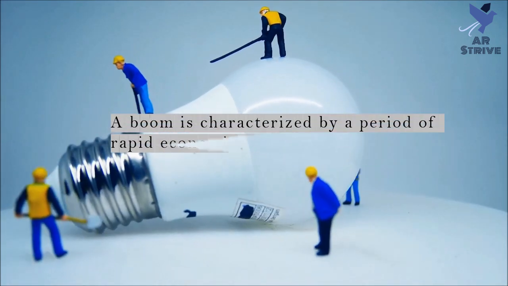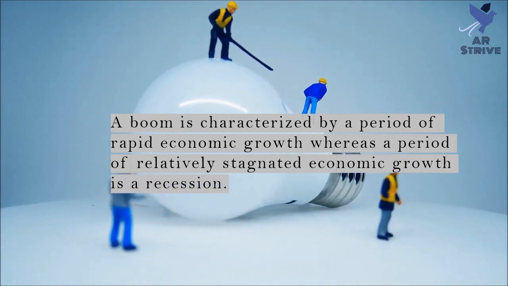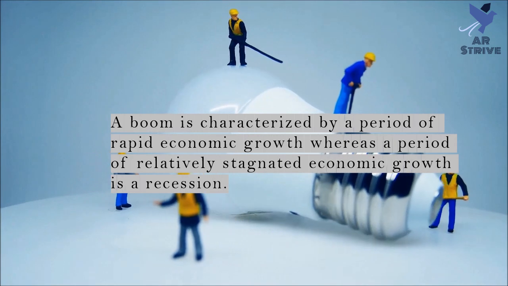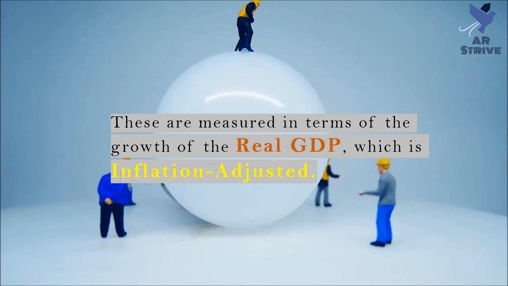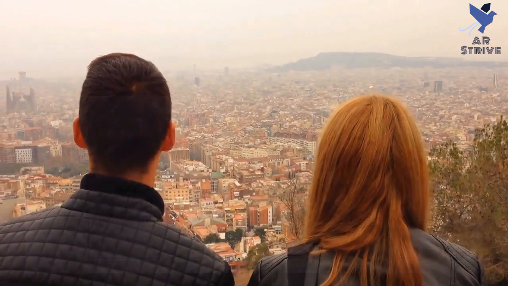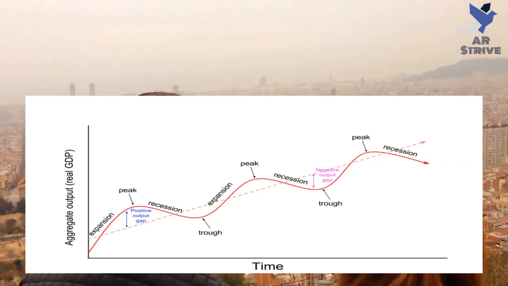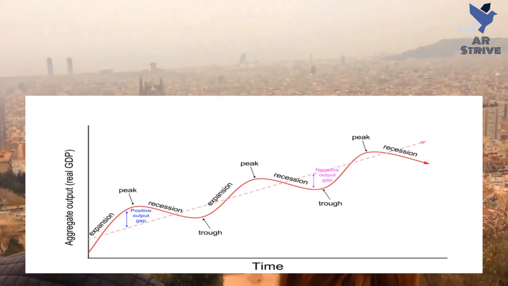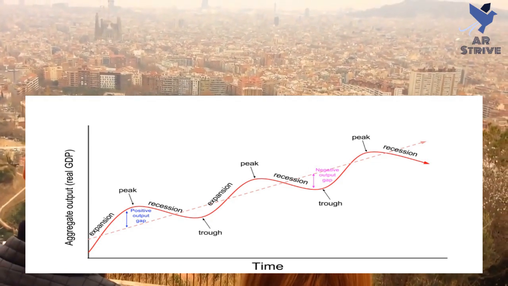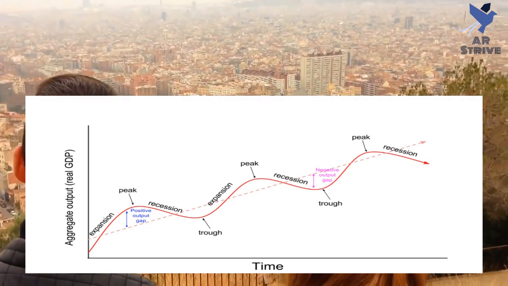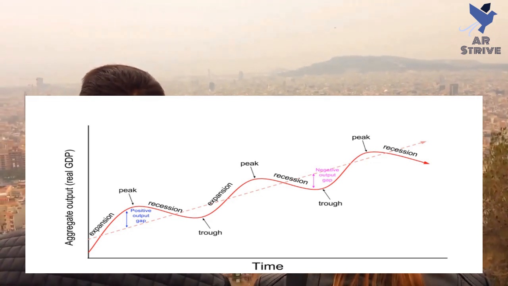A boom is characterized by a period of rapid economic growth, whereas a period of relatively stagnated economic growth is a recession. These are measured in terms of the growth of real GDP, which is inflation adjusted. If we look at the diagram that is given, the straight line in the middle is the steady growth line. The business cycle moves about the line. In other words, we can call it the trend line. And what is trend line? Trend line is actually the line that growth would follow if all its factors of production are fully employed over a period of time.